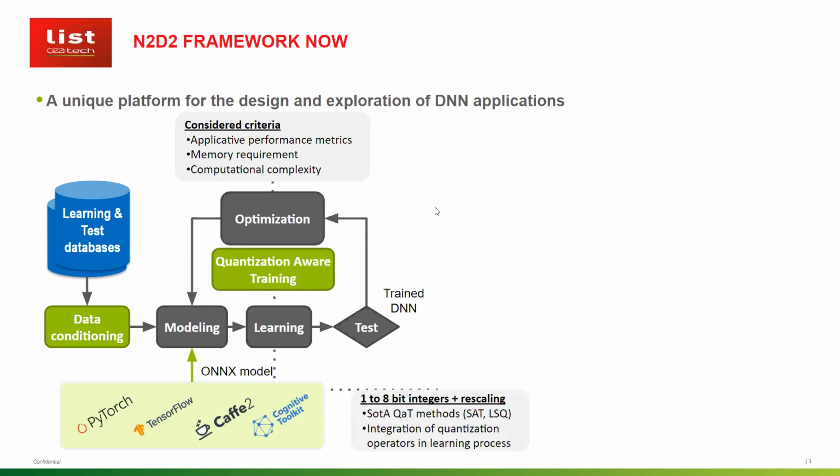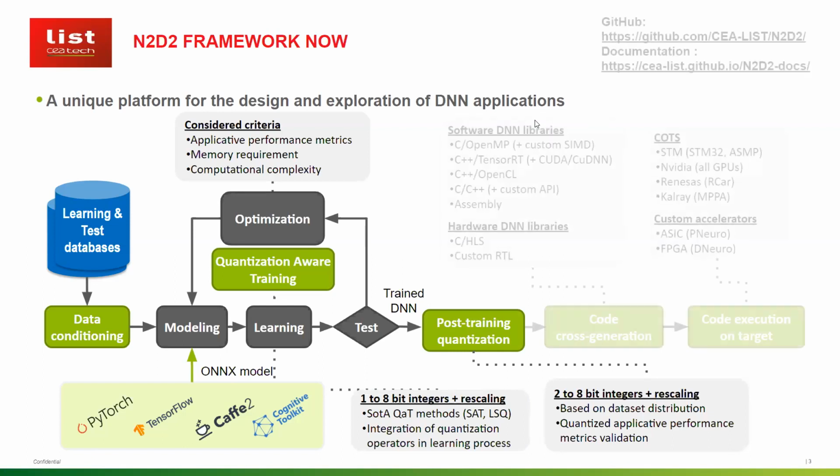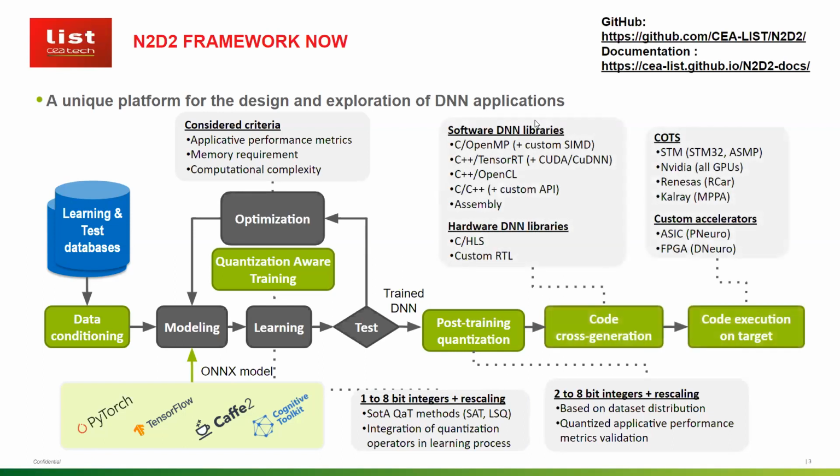If we move further, we can see that in the framework, there is also available the post-training quantization. It happens when we already trained our neural network in full precision, and after we want to quantize it to lower precisions from 2 to 8-bit integers. If we move a bit further, the last step in the toolchain is to be able to generate the standalone independent code for different targets. And the last part is this code to be executed on those targets.